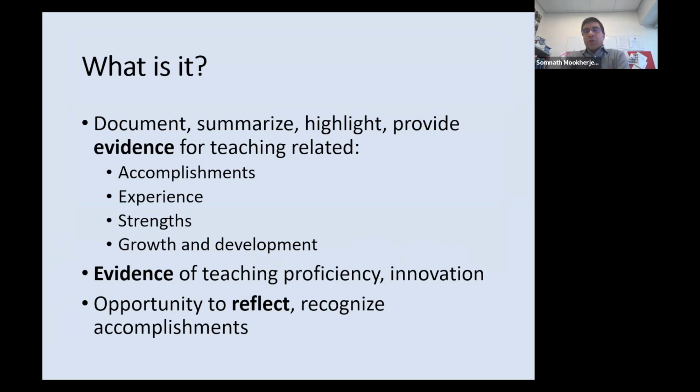So what is a teaching portfolio? Before I ask you why you would want a teaching portfolio, I want to at least make sure that we're on the same page for what is a teaching portfolio. So a teaching portfolio is a document. It's usually in the format of a Word document or a PDF or something like that. In the past, it would be a big thing printed out or in a binder. If you've seen old time pictures of teaching portfolios, it's big stacks of paper on a shelf. But nowadays, it's an electronic document.